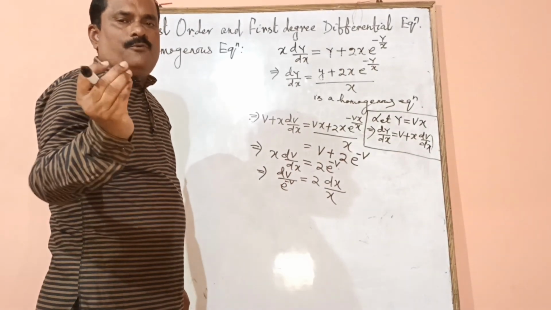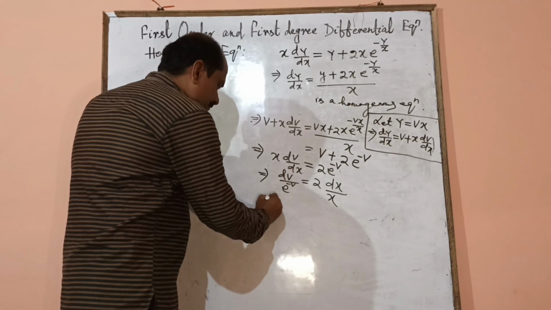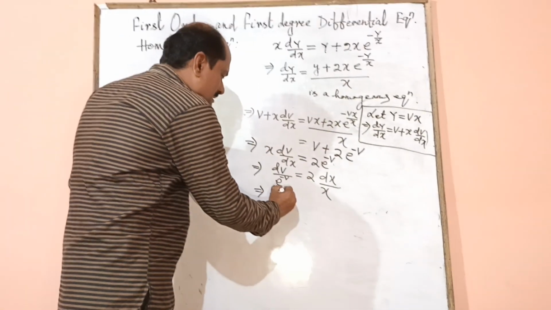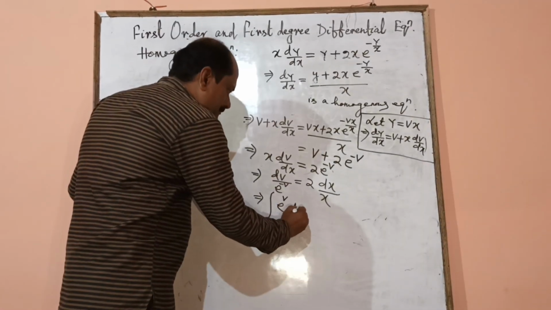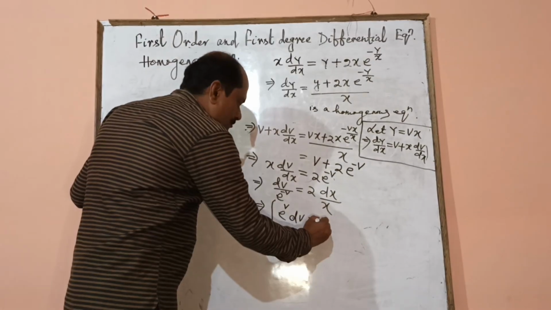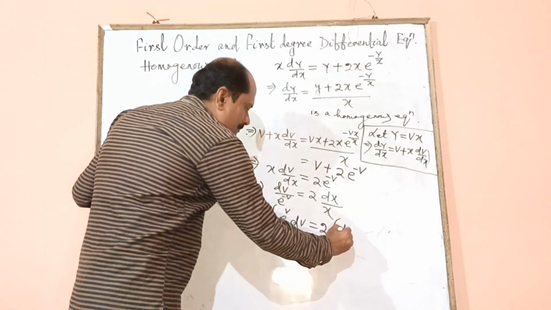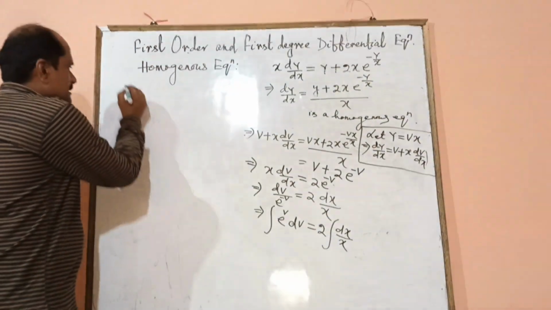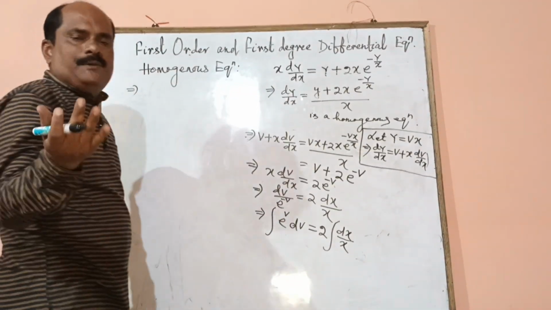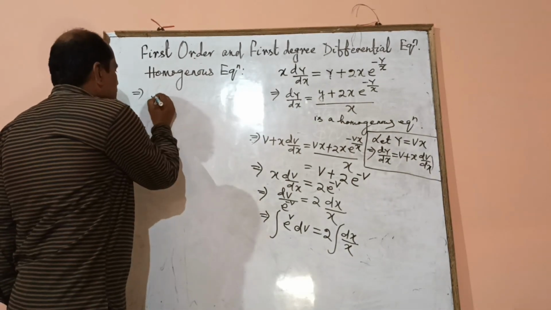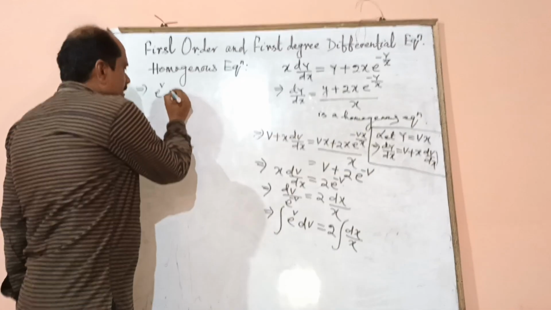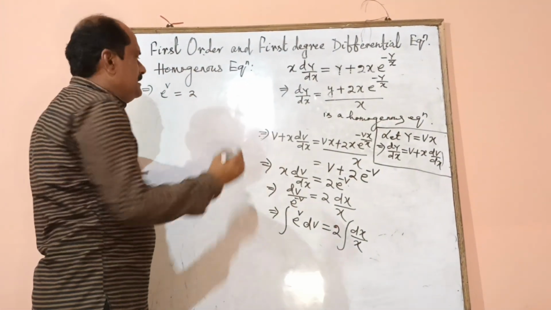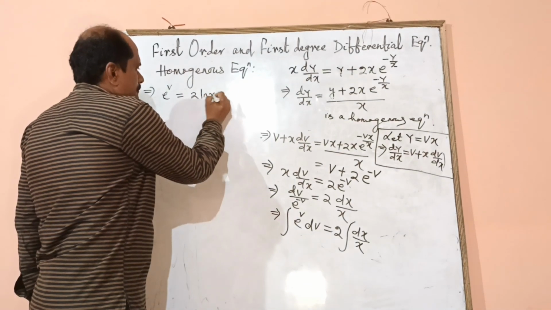Now we integrate both sides. This implies the integration of e^v dv is equal to 2 times the integration of dx/x. What is the integration of e^v? Its integration is also e^v, which is equal to 2 times the integration of dx/x, that is log x, plus c.